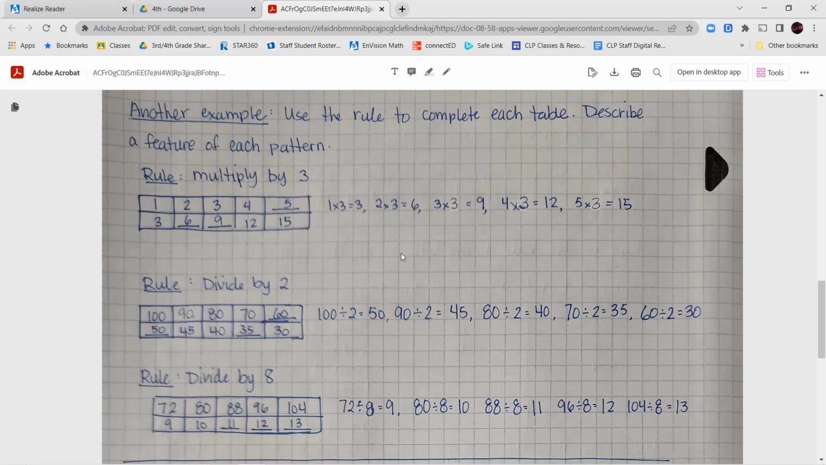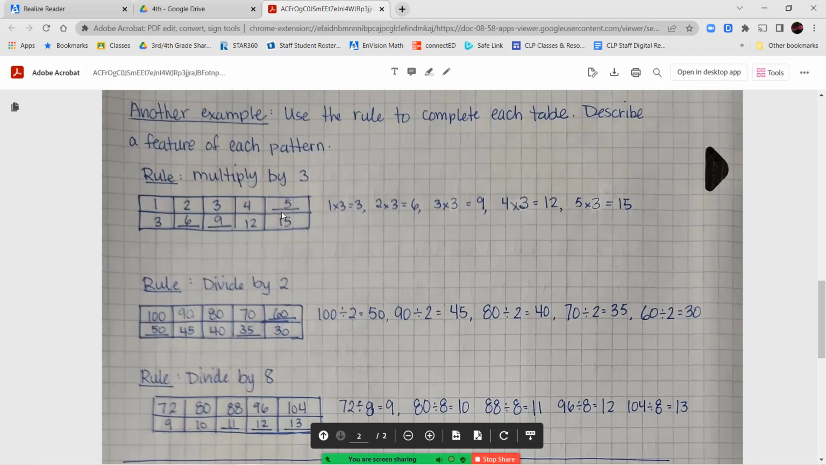Now, over here, if the rule is multiply by 3, now we had some missing numbers. We know 1 times 3 is 3, so 2 times 3 would be 6, 3 times 3 would be 9, 4 times 3 would be 12, 5 times 3 would be 15. Now, a feature of this particular pattern is that all of these are multiples of 3. So 3, 6, 9, 12, 15, these are all multiples of 3.